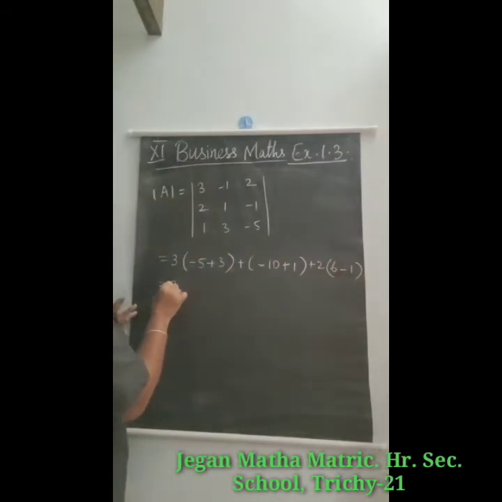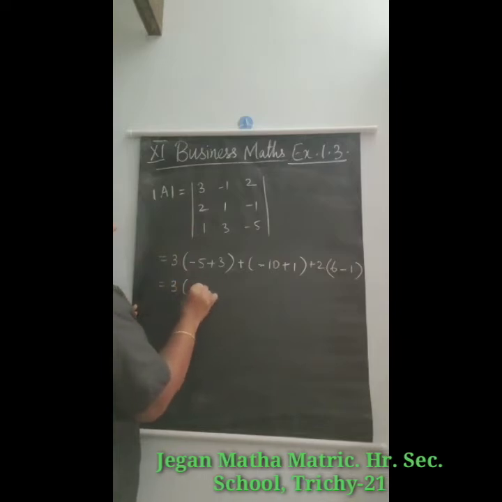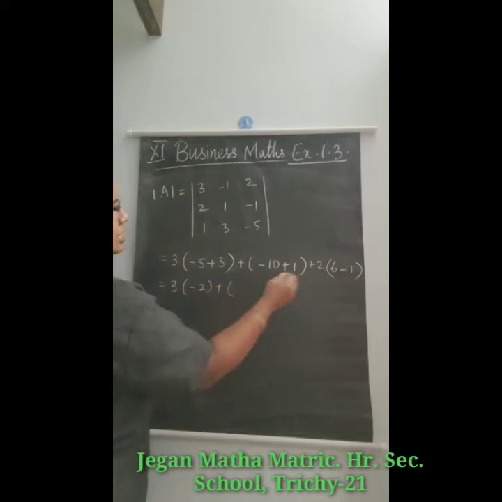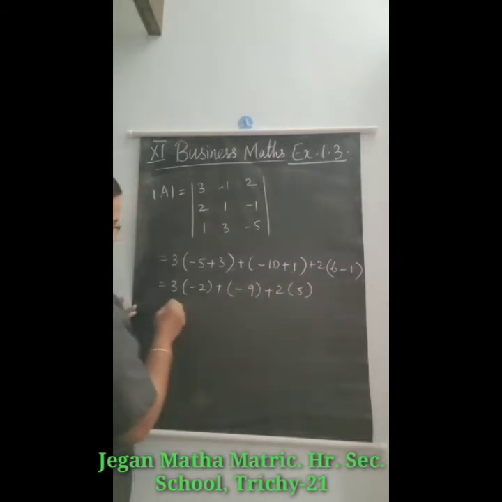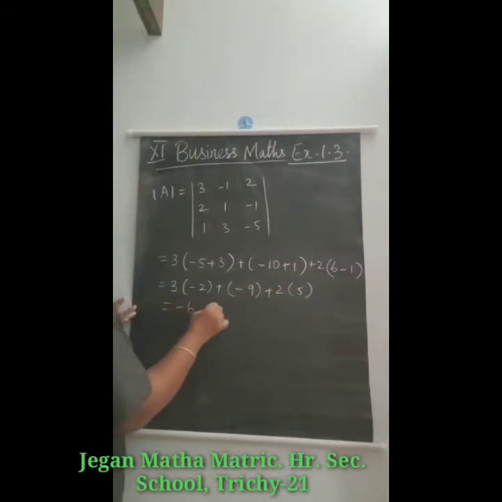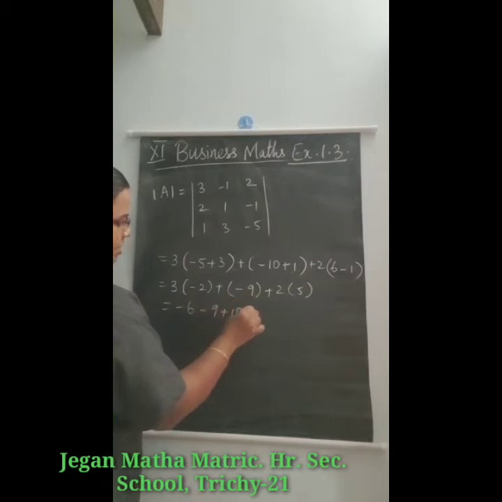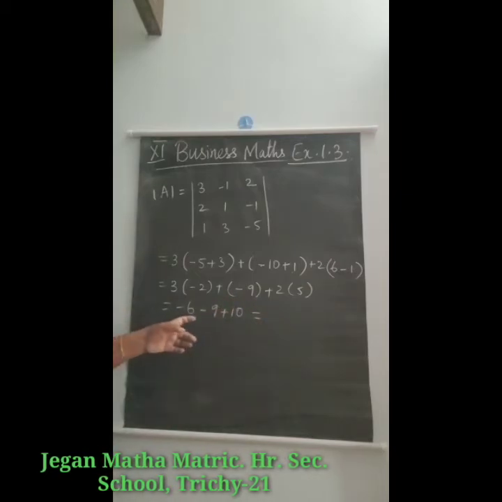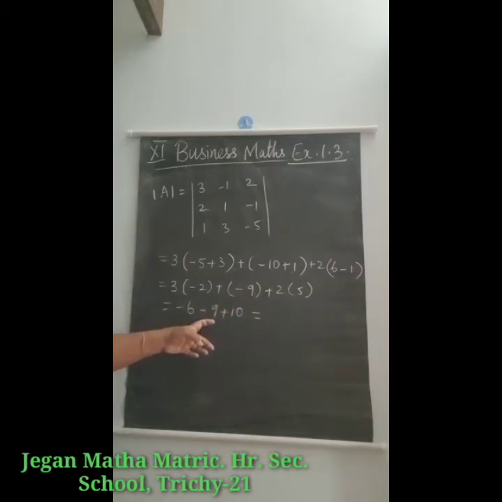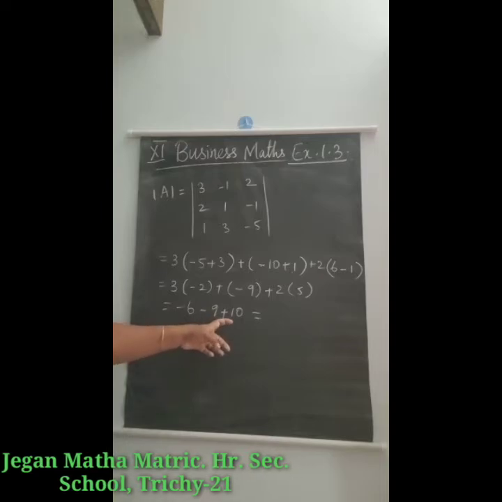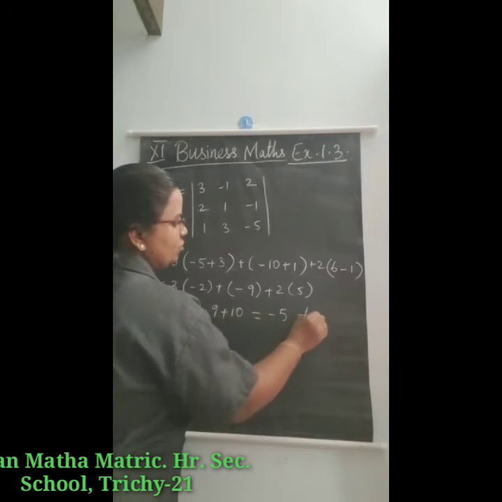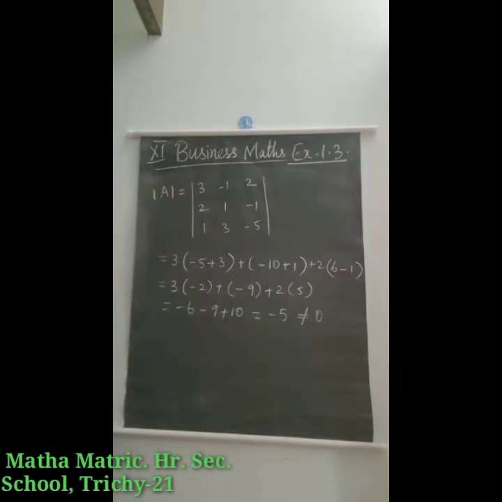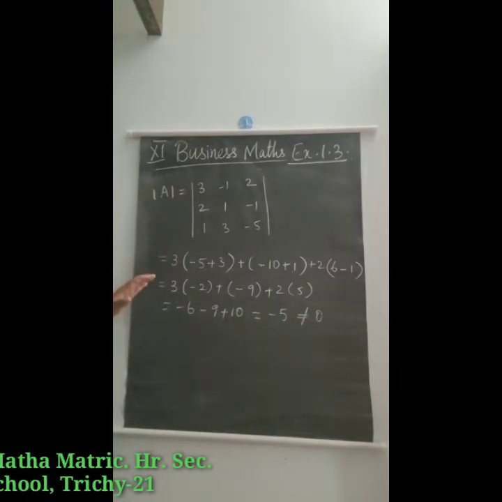So that is equal to 3 into minus 2 plus minus 10 plus 1, minus 9, plus 2 into 5. So that is equal to minus 6 minus 9 plus 10. So that is equal to minus 6 minus 9, minus 15, and plus 10. So minus 5, which is not equal to 0. Therefore it exists. Now we have to find out the adjoint A.